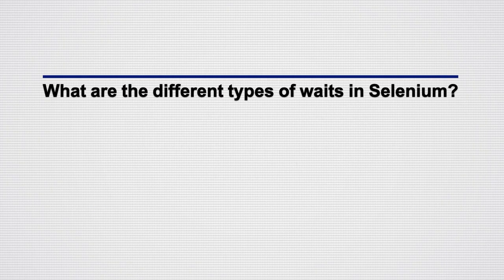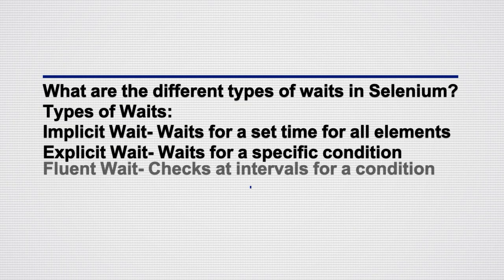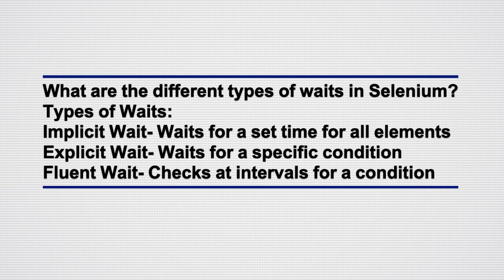What are the different types of waits in Selenium? Selenium has 3 types of waits. Implicit wait waits for a set time before throwing an error. Explicit wait waits for a condition to be true. Fluent wait checks every few seconds for a condition.